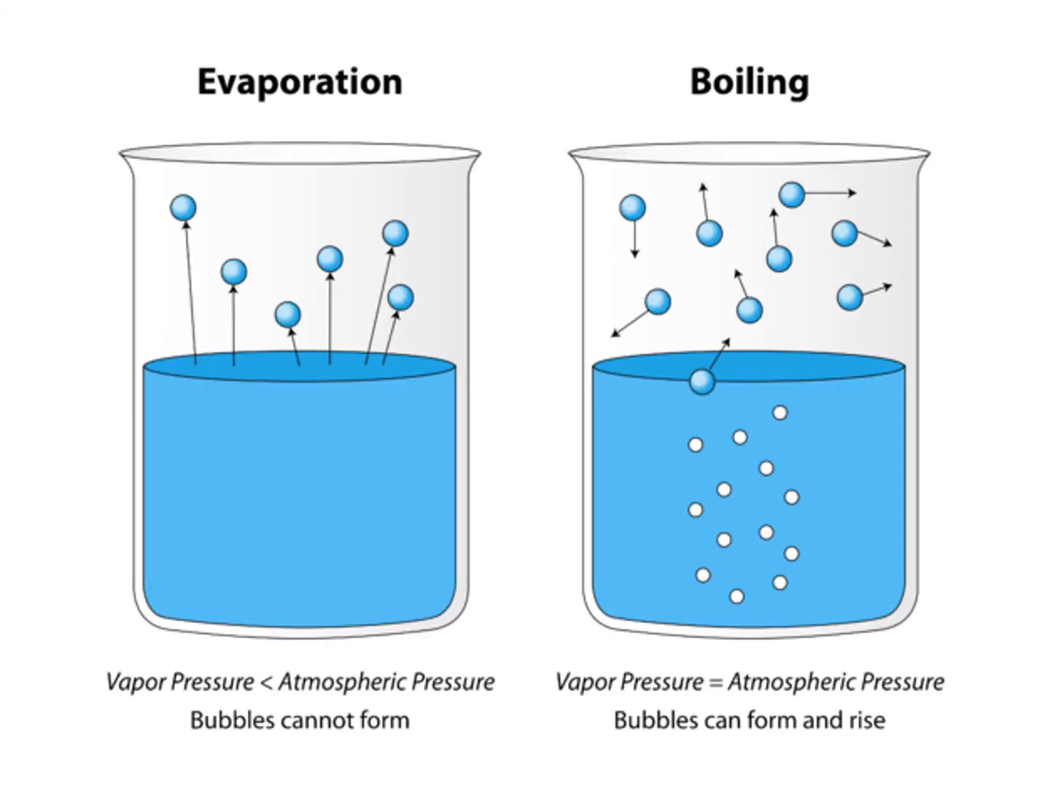So the main difference between evaporation and boiling is that while evaporation happens at any temperature, boiling can only happen when the vapor pressure of the liquid is equal to the barometric pressure. Evaporation happens only at the surface, while during boiling, the transition from liquid to vapor happens everywhere in the solution.